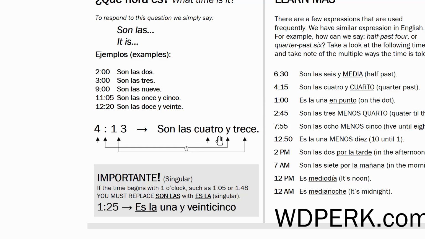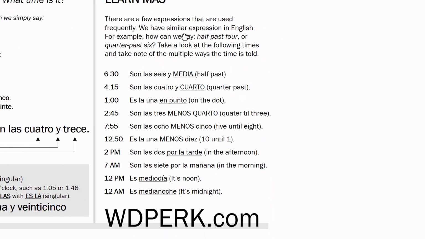Over here we have some more examples. We have some useful words and expressions that revolve around time. For example, how would you say half past? Well, here you can see that half past is said by saying there are 6 and half. Son las 6 y media, to say 6:30.